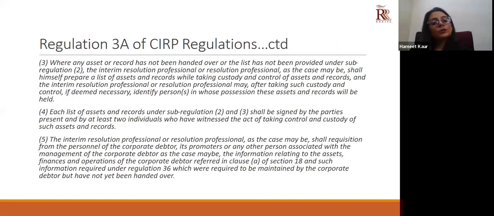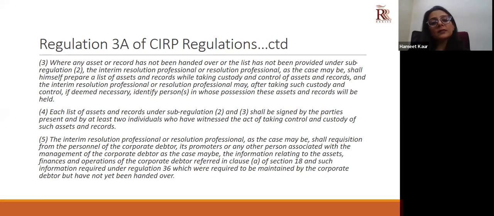Continuing with the same regulation, where any asset or record has not been handed over, or the list has not been provided under subregulation 2, the IRP or RP shall himself prepare a list of assets and records while taking custody and control of assets and records, and the IRP or RP may, after taking such custody and control, if deemed necessary, identify persons in whose possession these assets and records will be held.